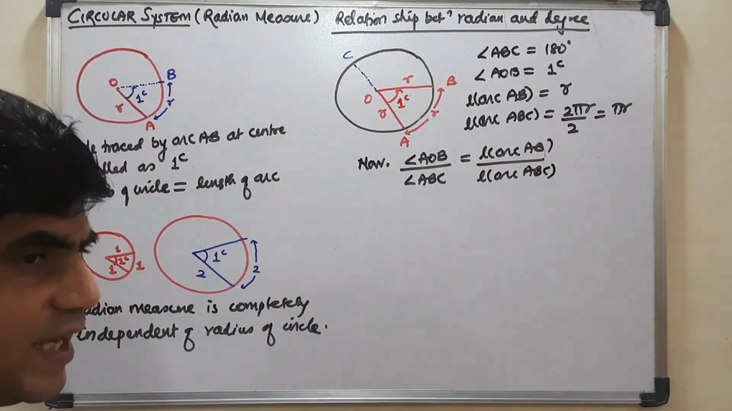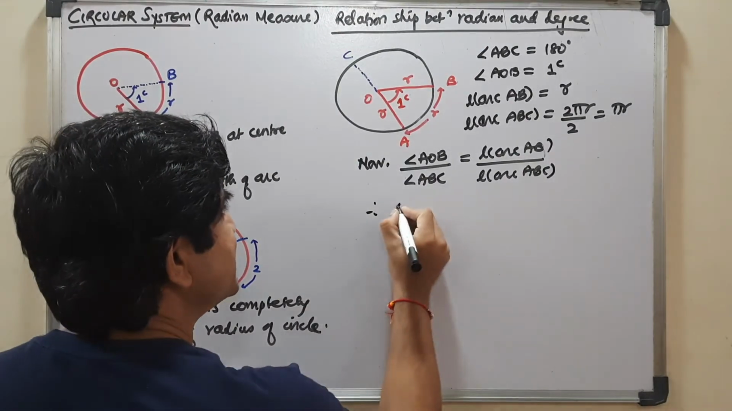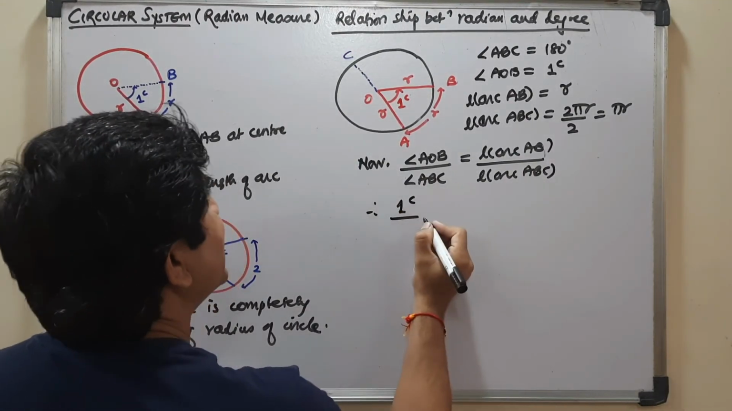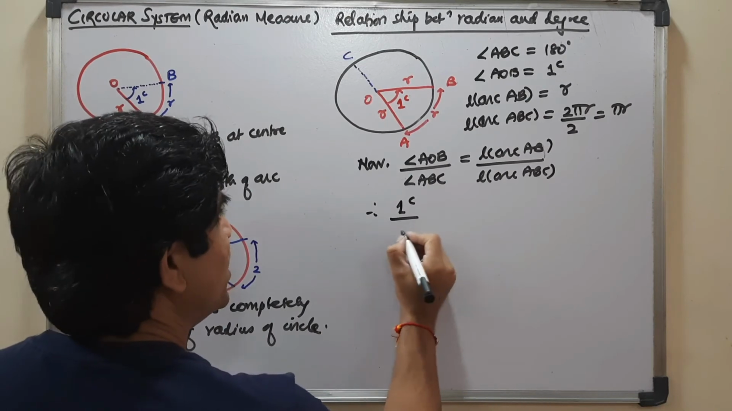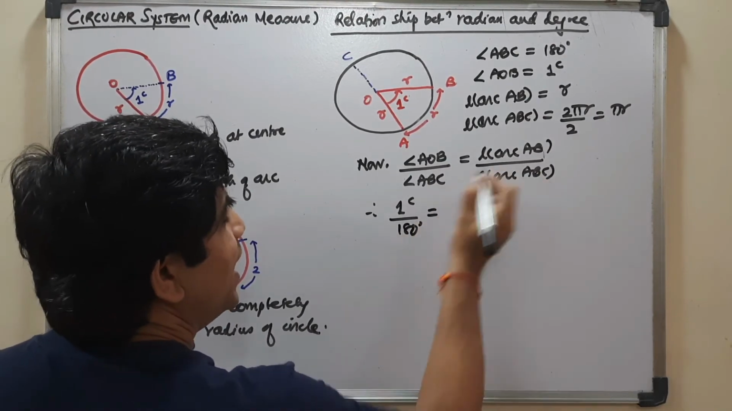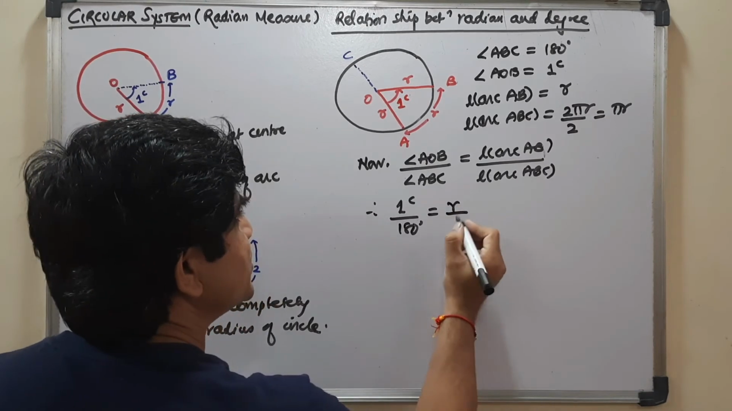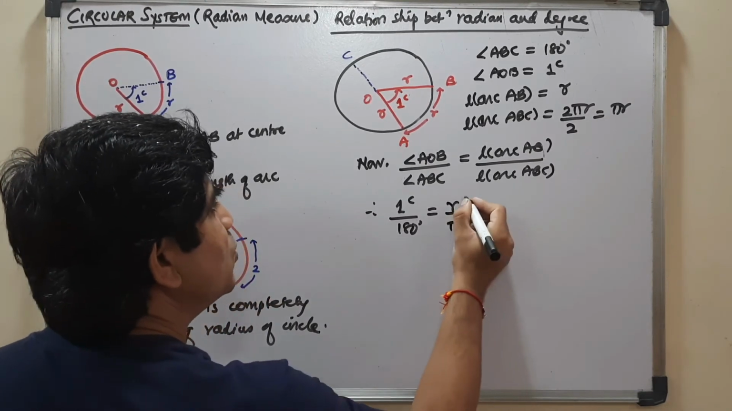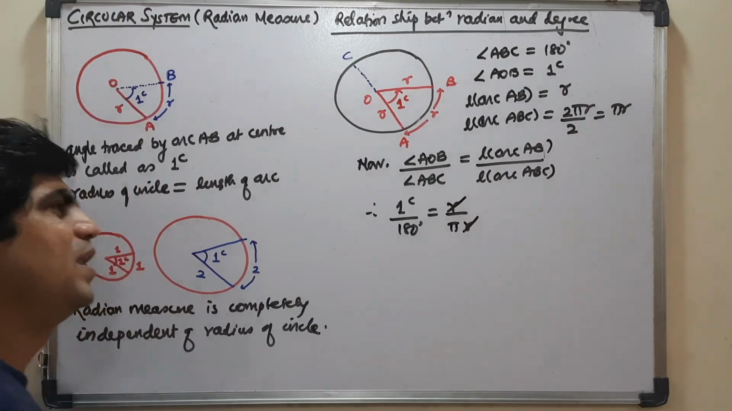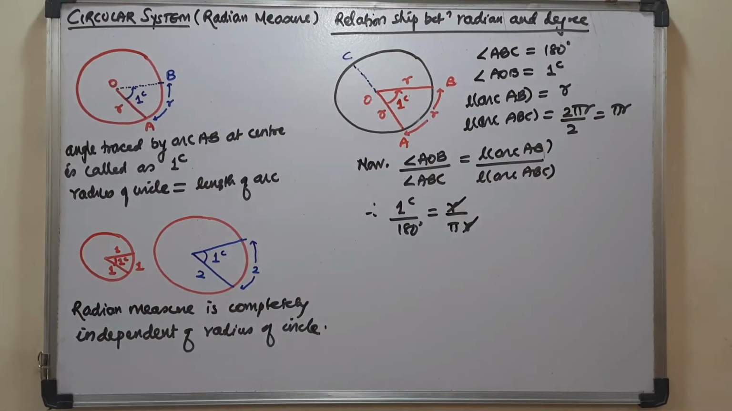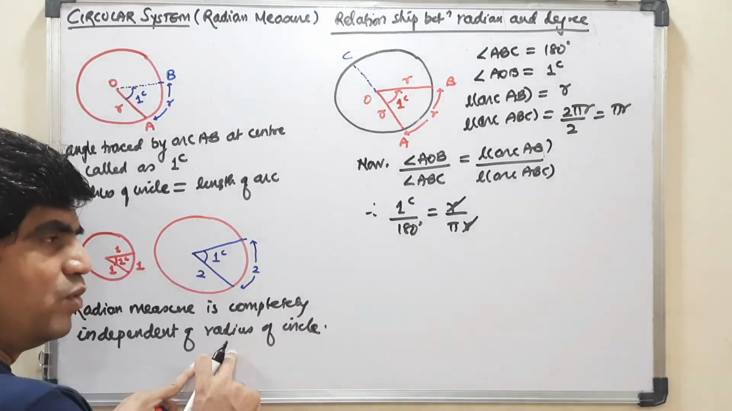Angle AOB was found to be 1 radian, angle ABC is 180 degrees, the length of arc AB is r, and this is pi r. So that is why it is told that it is free of the radius, it is independent of the radius. So what did you get? This concept is now proved.